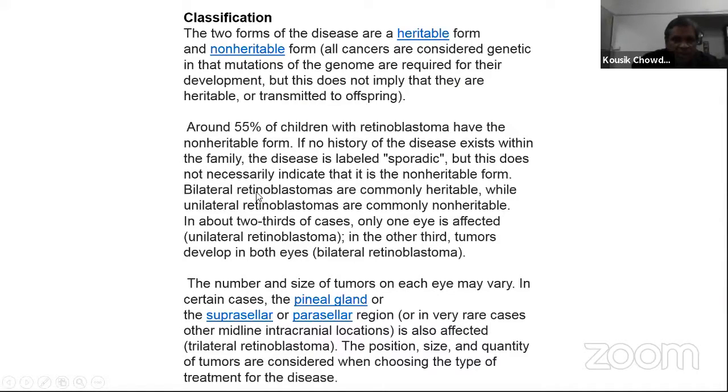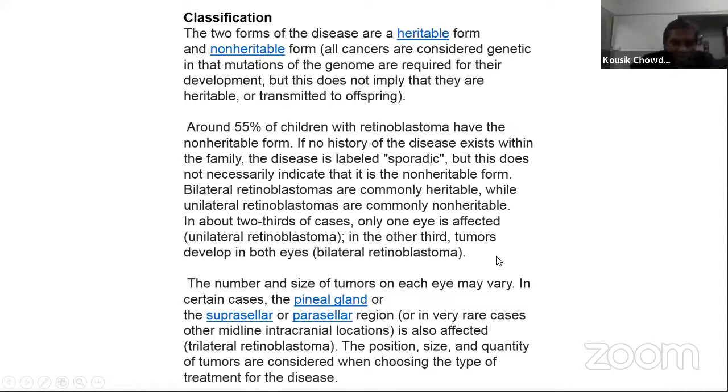Bilateral retinoblastomas are common. Unilateral disease or sporadic disease is not always non-heritable. It may be heritable. Bilateral retinoblastomas are commonly heritable, while unilateral retinoblastomas are commonly non-heritable. In about 2/3 of cases, only one eye is affected, unilateral retinoblastoma. In the other third, tumors develop in both eyes, bilateral retinoblastoma.